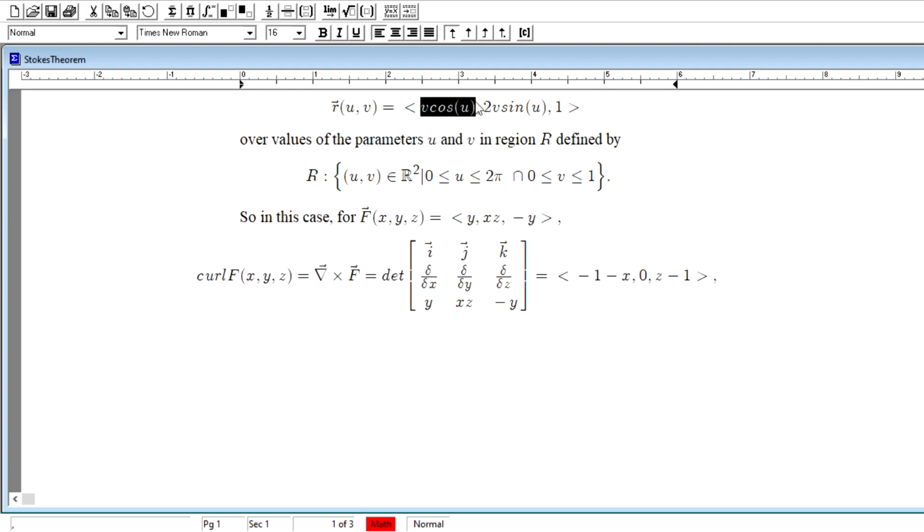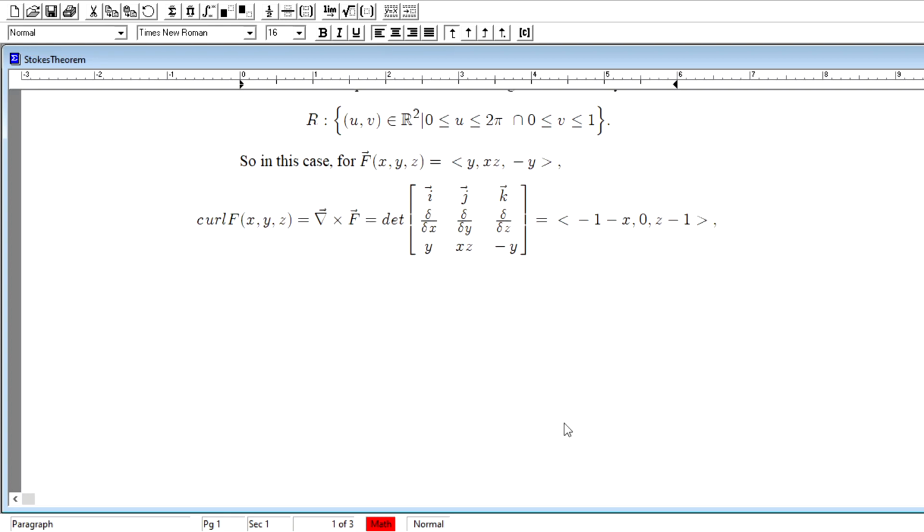I know x in that description is described by v cosine u, y is described by 2v sine u, and z is described by the value of 1. You will notice if I plug in z equal to 1 here, that will turn into 0. And if I plug in for the value of x seen here, v cosine u, that will turn into negative 1 minus v cosine u. So it will be ⟨−1 − v cosine u, 0, 0⟩, the description of our curl in terms of u and v.